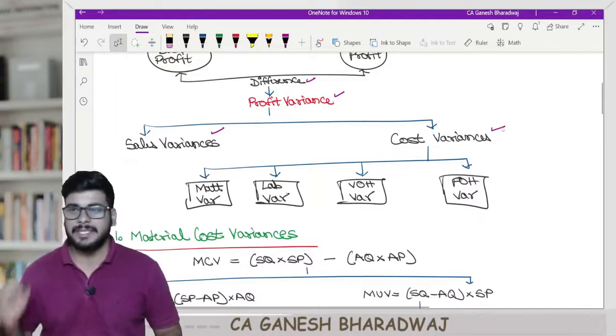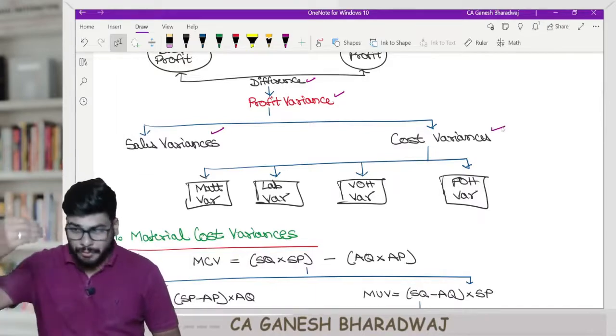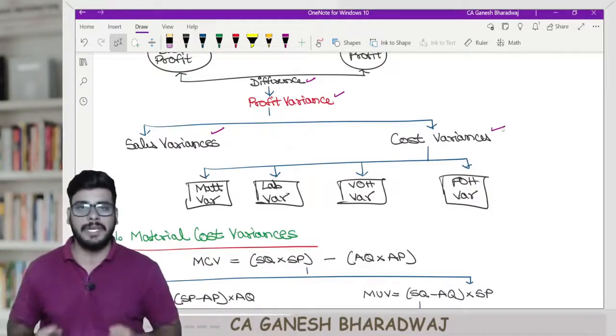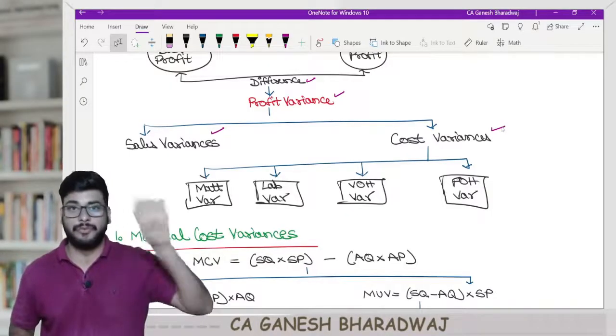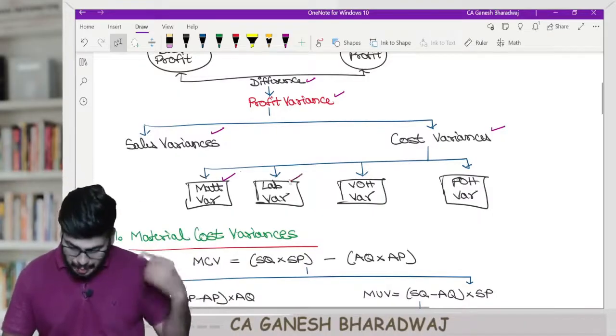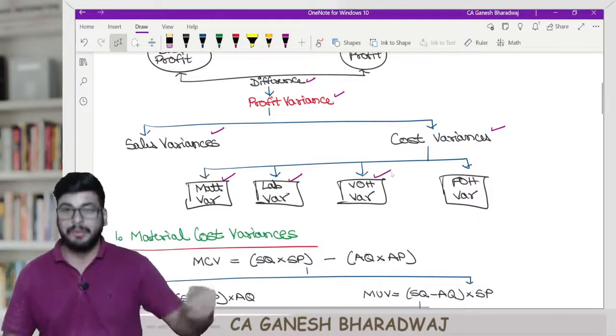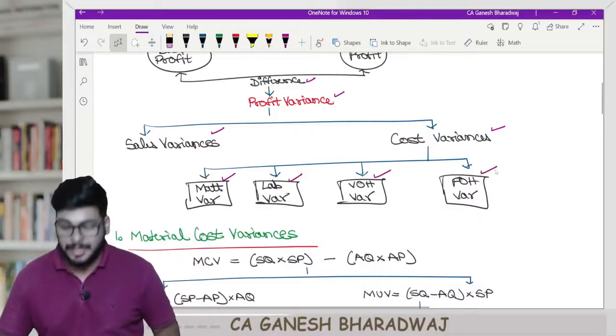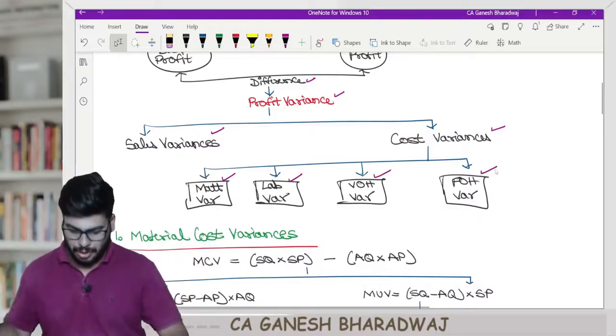So, sales variances and cost variances. Now, if you dig further into it, cost variances can be classified into 4 broad categories. It could be material cost related variance, labor cost related variance, variable overhead cost related variance, or fixed overhead cost related variance. Are you clear with this, guys?